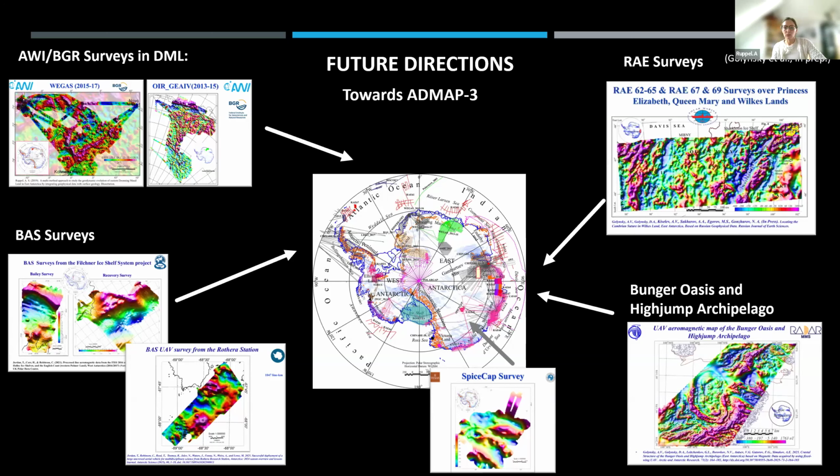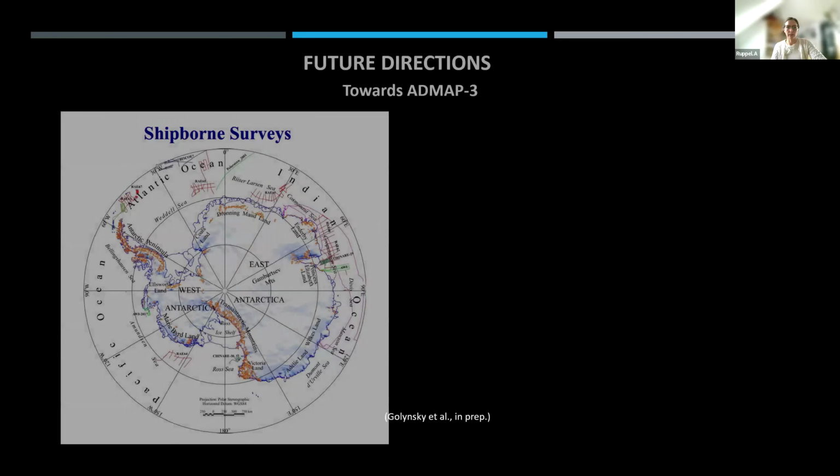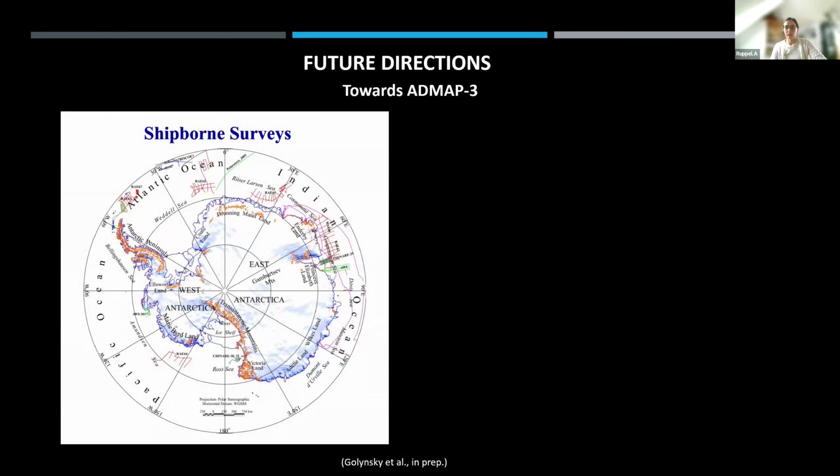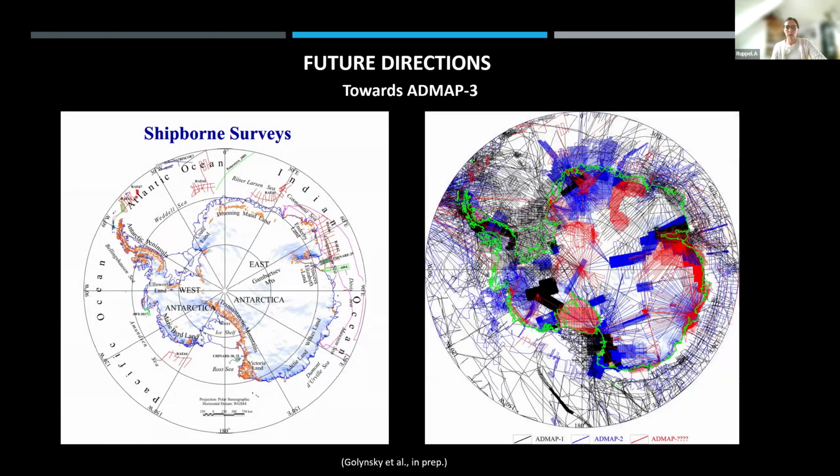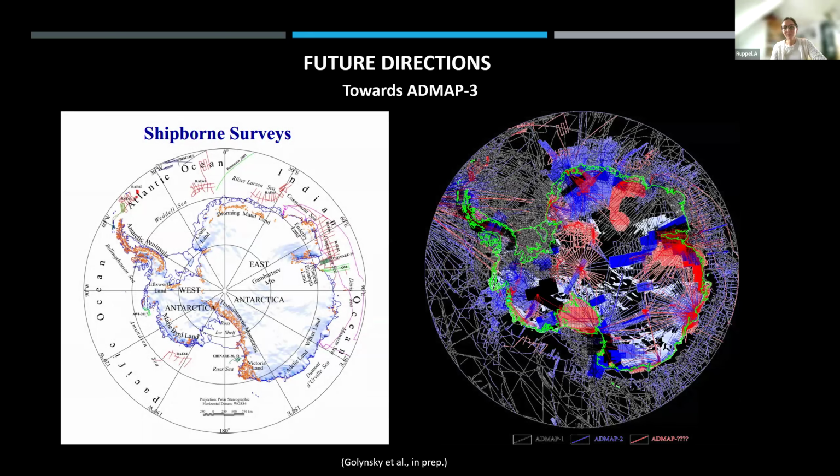And finally, new data from the SPICECAP survey by the University of Texas Institute for Geophysics and the Australian Antarctic program will be included. So there's a whole bunch of new data for the next version. And last but not least, there are several new shipborne surveys that also provide valuable magnetic measurements along the coastal and shelf regions. And that's how the full coverage will look with all three versions. I just applied some transparency, and the remaining gaps in the data coverage become clear, emphasizing that there's still important work ahead for ADMAP.